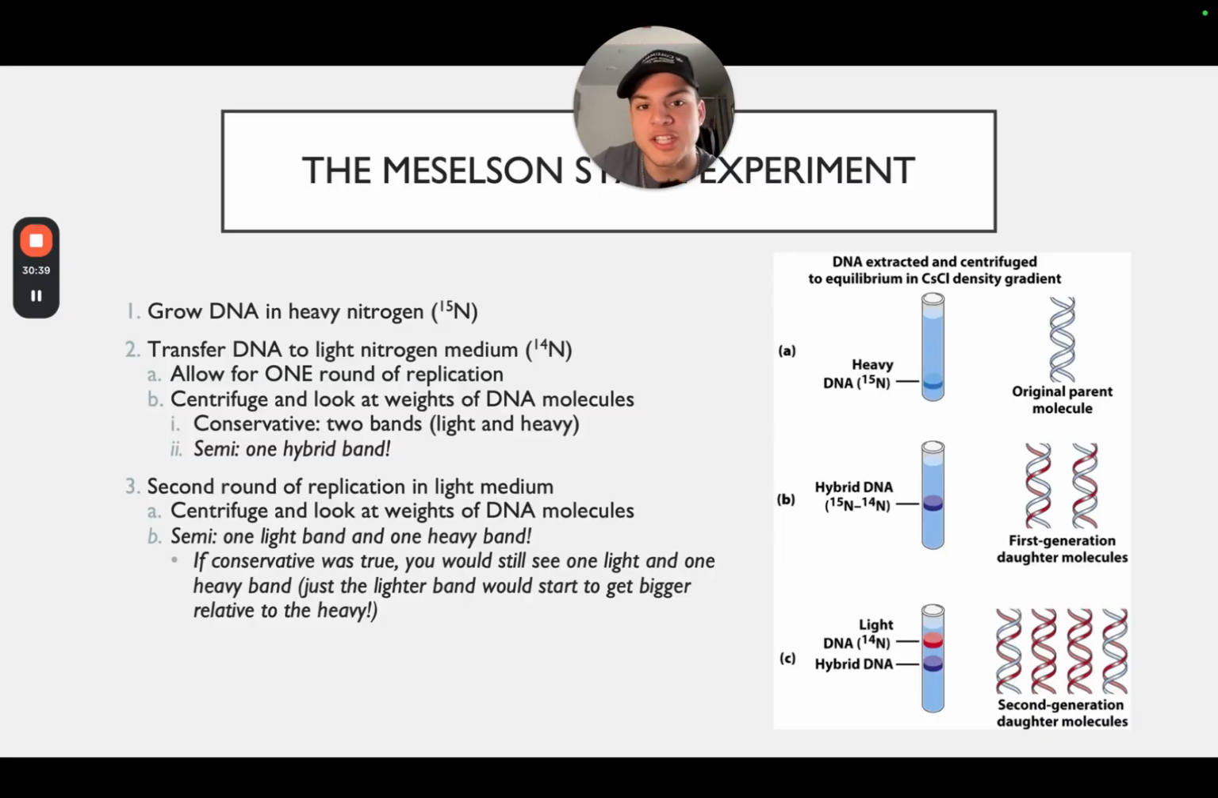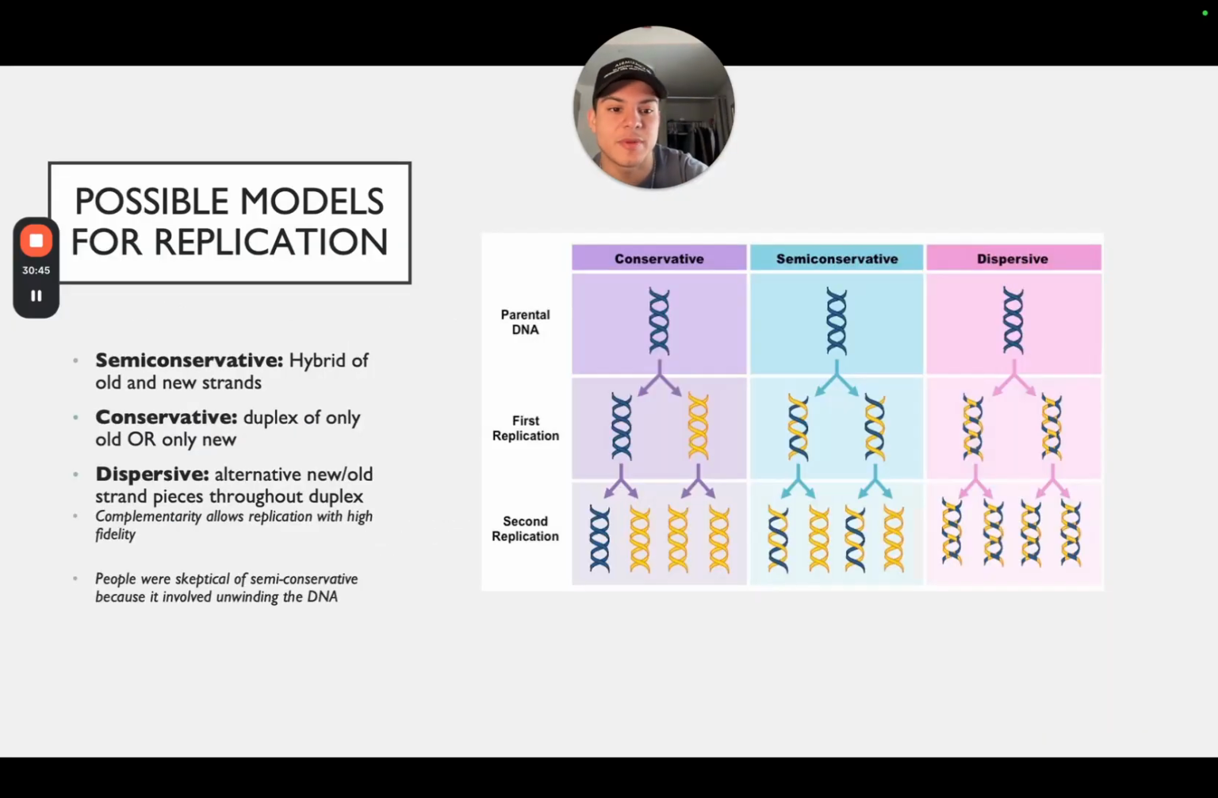And then the reason why dispersive is not true is because with dispersive, we would expect different bands to occur because we don't know which ones are being traded or which ones are not. We don't know which strands are going to be replicated, which one is the old one per se. So it's very confusing. And with dispersive, we would just expect weirder results. So the only plausible ones were conservative and semi-conservative.